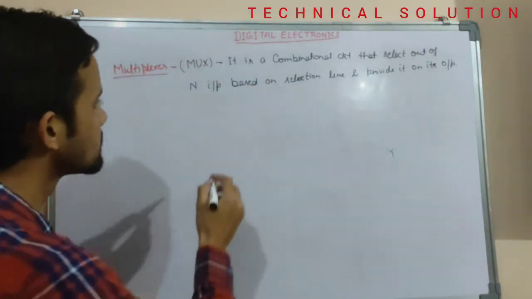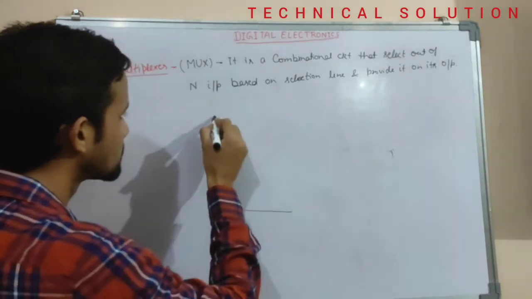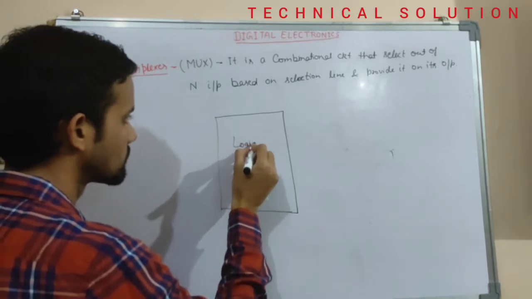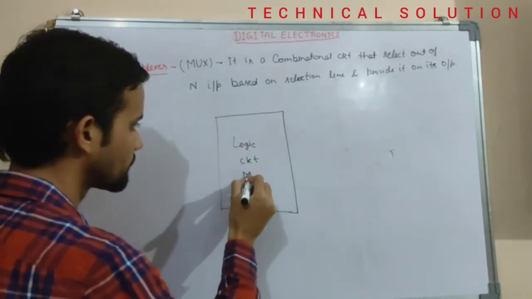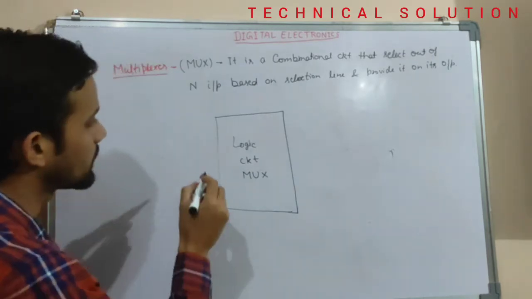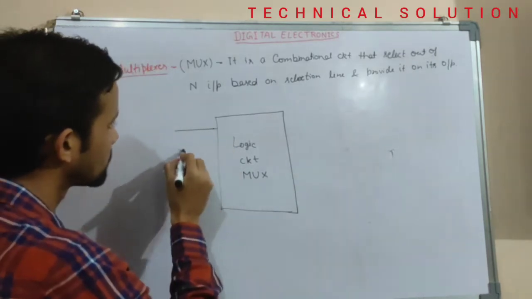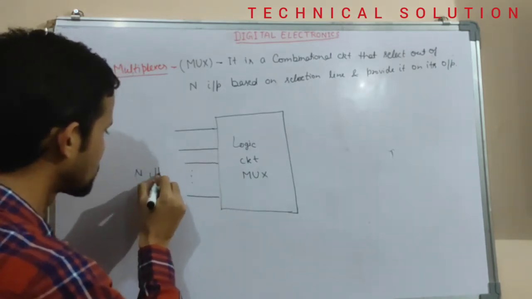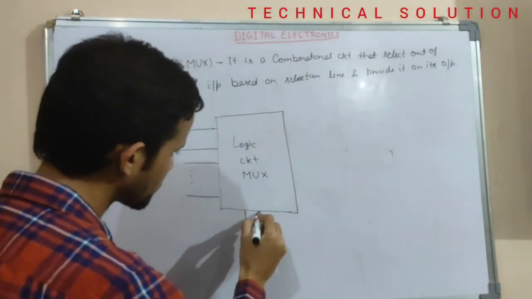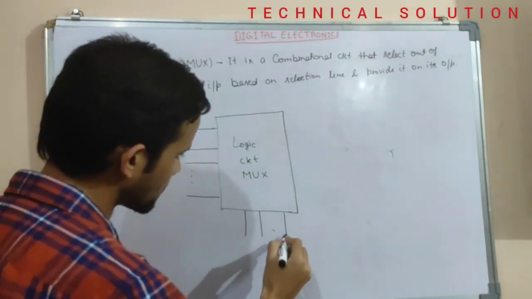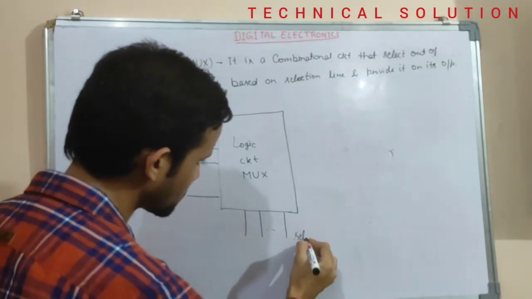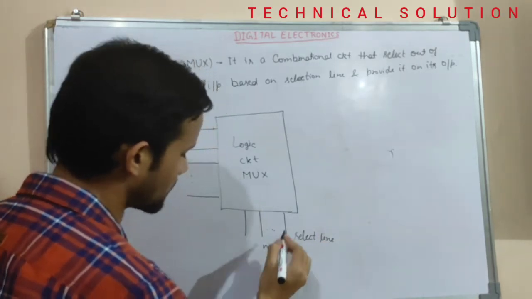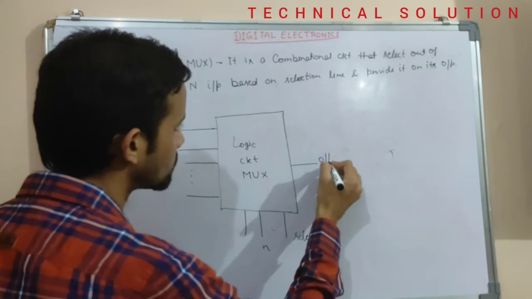Let us suppose this is the logic circuit for MUX, in which there are n inputs. Here this is known as the selection line or select line. Let us suppose this is n, and there is one output.